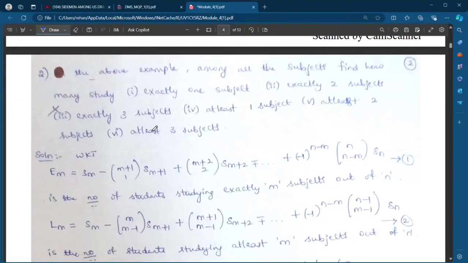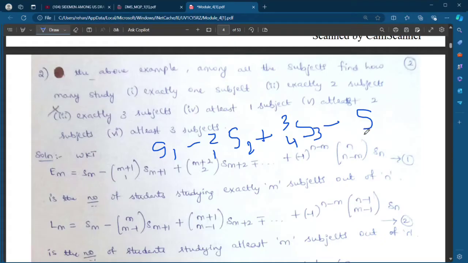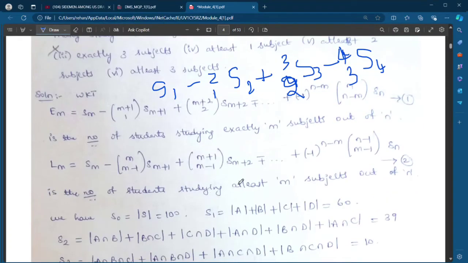So now see here, they have exactly one subject. So what will happen? So S1 minus, here 1 plus 1, 2, down 1 will be there, into S2. Then plus 2 is there, just write 3 here, down 4 will come here, S3 minus S4. Here it was 1, so here it will be 3, it will be 2 here, sorry. If it is 4 here, it will be down 3 here, like that.